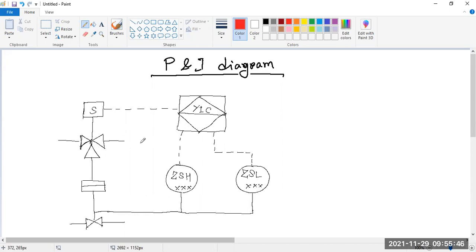Guys, this is a P and I diagram of a valve operating system. Look, this is the main channel valve. Something is flowing in this valve. This is the main valve, but this valve is controlled by this circuit diagram. Okay, this is a P and I diagram, piping and instrument diagram.